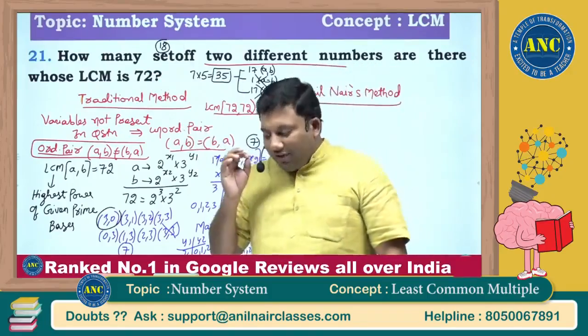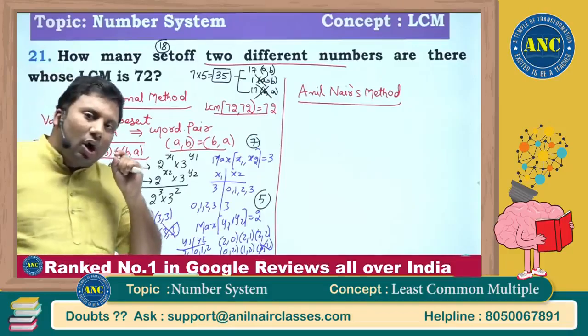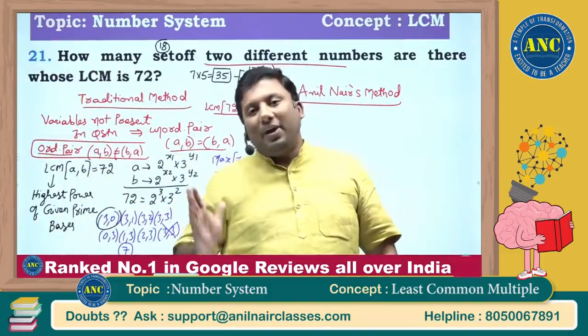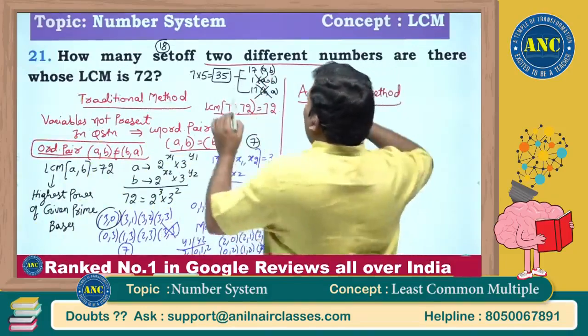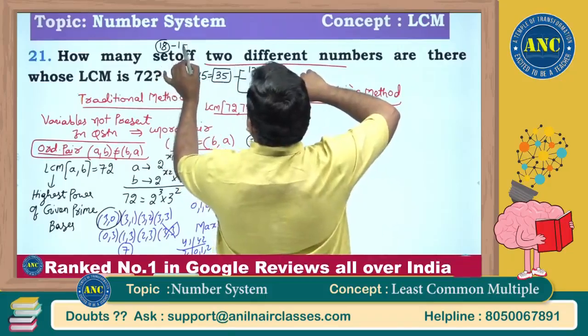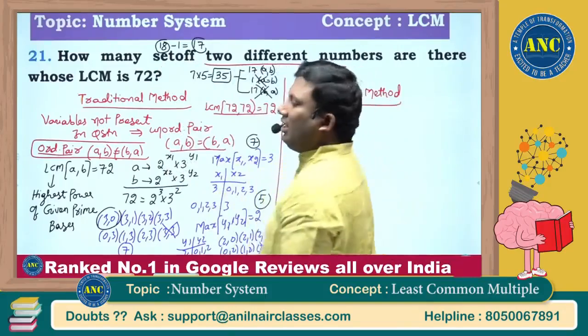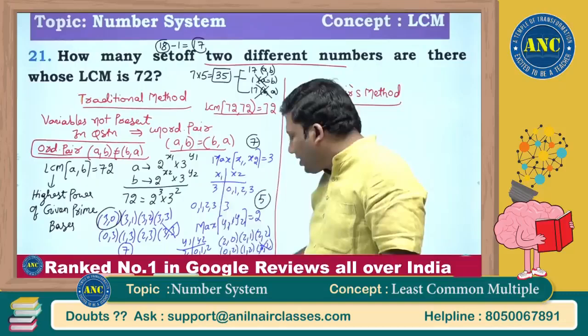Why? Because if variables are not present in the question, it is an unordered pair, so the reverse case is not possible. If the question says different numbers, from 18 one more case needs to be eliminated. LCM of 17, 17, what is the answer? 17 cases. I hope the idea is clear.